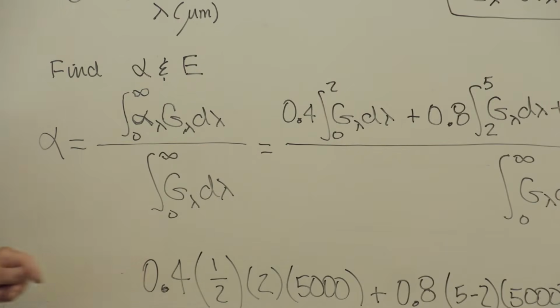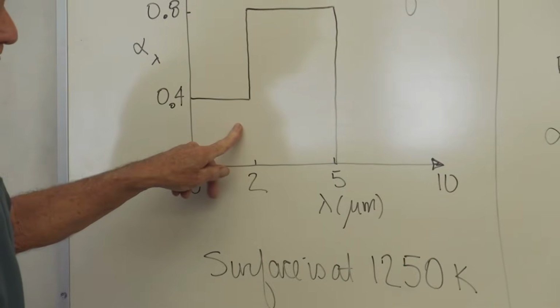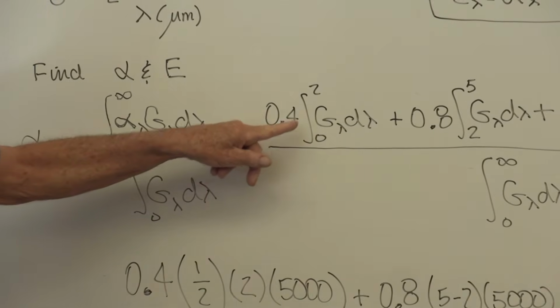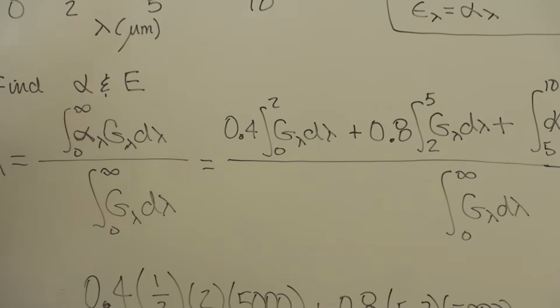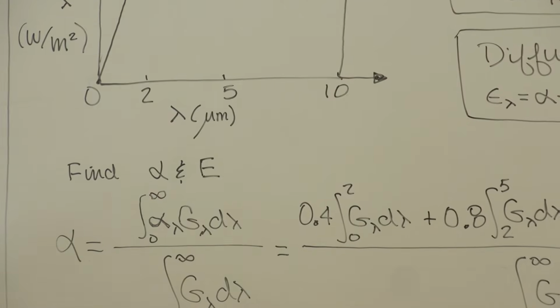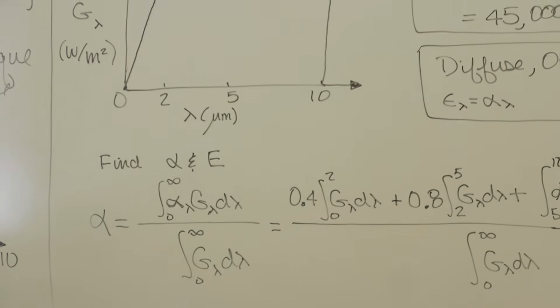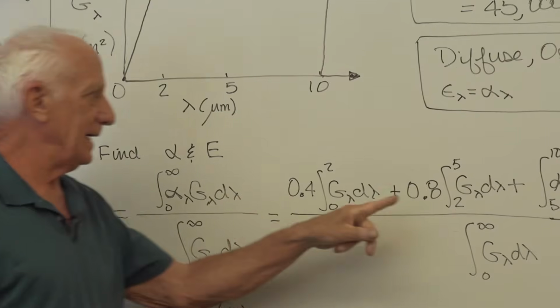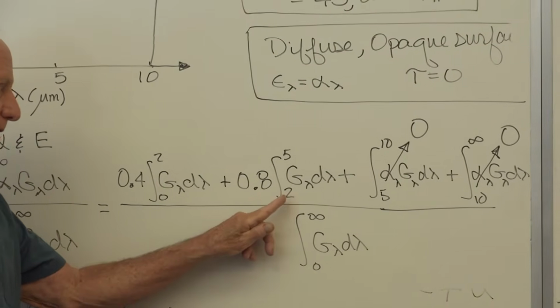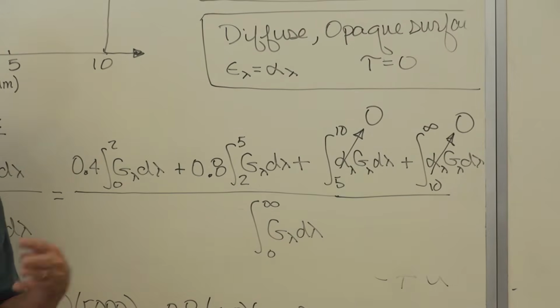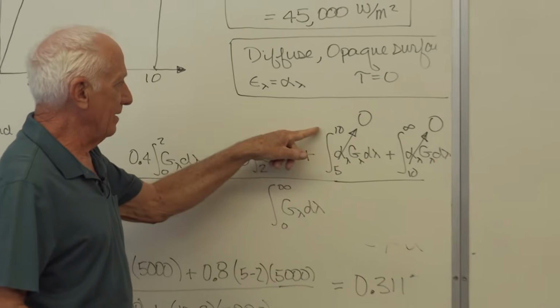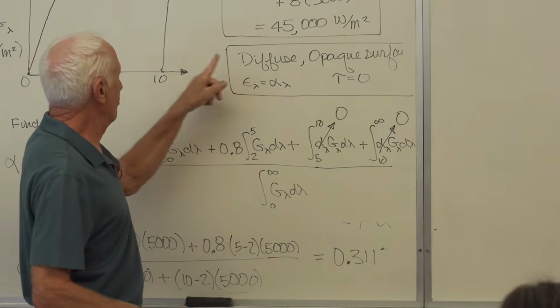From 0 to 2, alpha lambda is a constant, 0.4. Pull 0.4 outside the integral sign. Integral 0 to 2, G lambda d lambda. From 2 to 5, alpha lambda is a constant, 0.8. Pull 0.8 outside the integral sign. Integral 2 to 5, G lambda d lambda. We'll put the other two in there just to carry it through completely. Next break point, 10. From 5 to 10, do the same thing. Next break point, 10 to infinity.